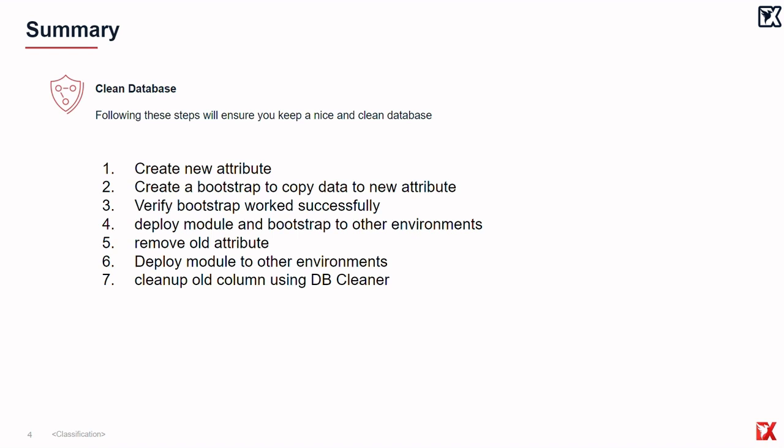So in summary, when renaming an attribute, first we create a new attribute, use a bootstrap to copy the data from the old to the new attribute, verify that this bootstrap works successfully. Then we can deploy this bootstrap to other environments if we need to. Then we can remove the old attribute, deploy that again, and then use something like DB Cleaner to clean up the hidden columns in the database.